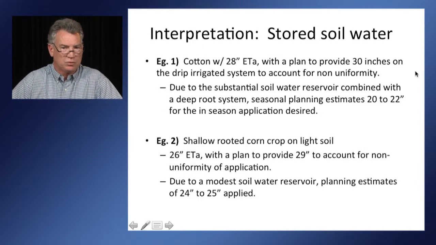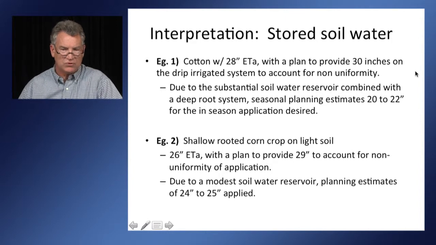In the case of cotton, which uses about 28 inches of water, and in which a grower might apply about 30 inches of water to account for some of the non-uniformity, we only need to apply about 20 to 22 inches of water in season based on high levels of stored soil moisture. Similarly, with a shallow-rooted crop, while we don't make up nearly as much of the water from stored soil moisture, we still have a situation where the in-season applied water recommendation would be lower than that of the actual ET scheduled or estimated at the beginning of the season.